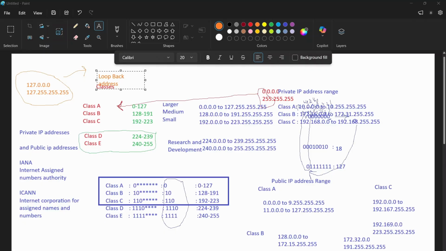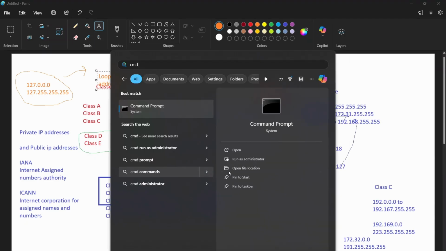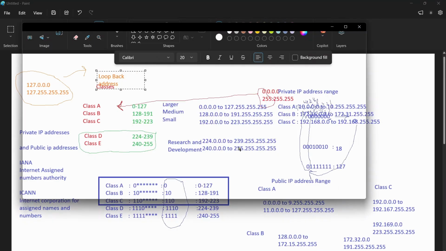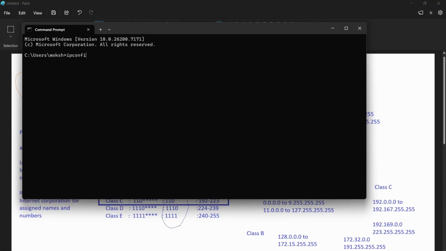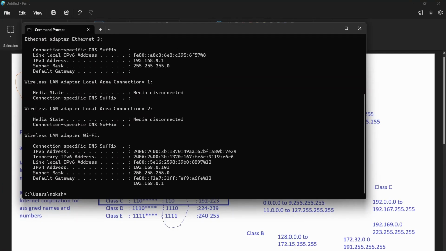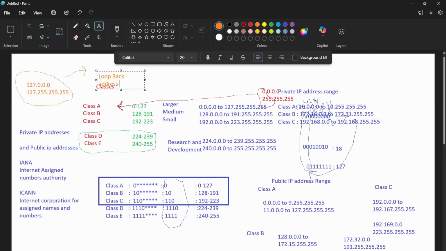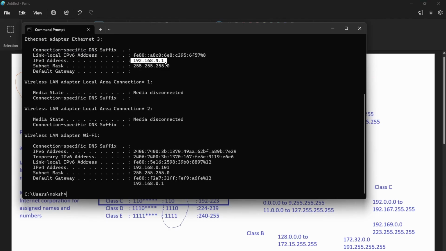To showcase, I'll open the command prompt and run ipconfig. See, this is 192.168.4.1. I told you the range 192.168.0.0 to 192.168.255.255. They have assigned the private IP address. It's a home network, and this is my personal laptop. For a personal laptop, the majority of the time you could see a class C private IP address range. Clear? Hope it is clear.